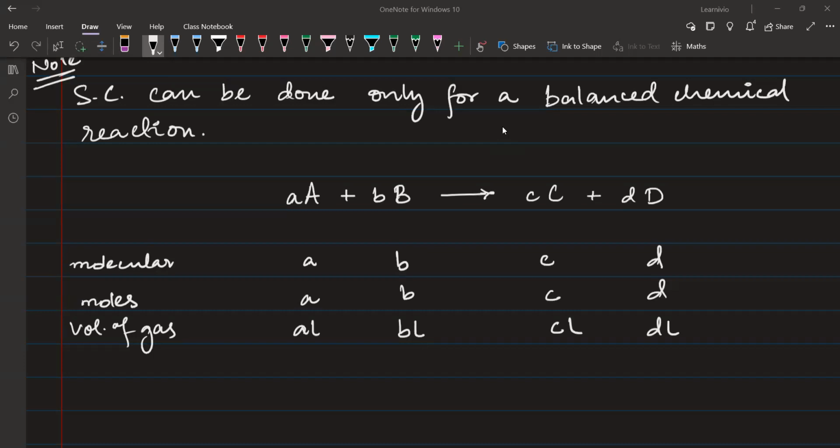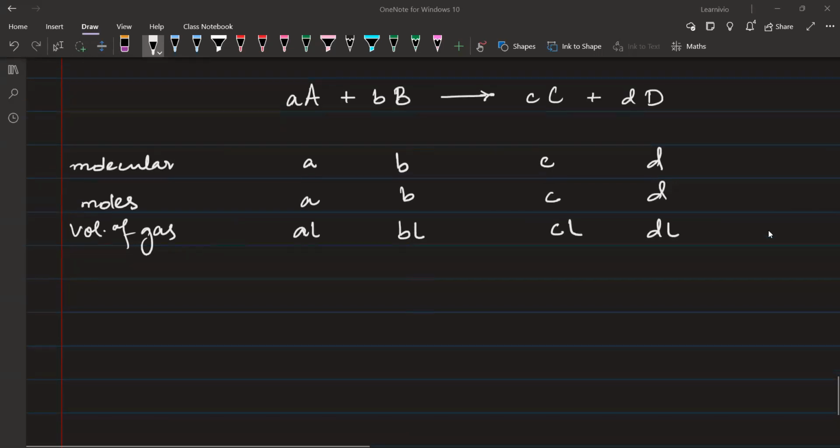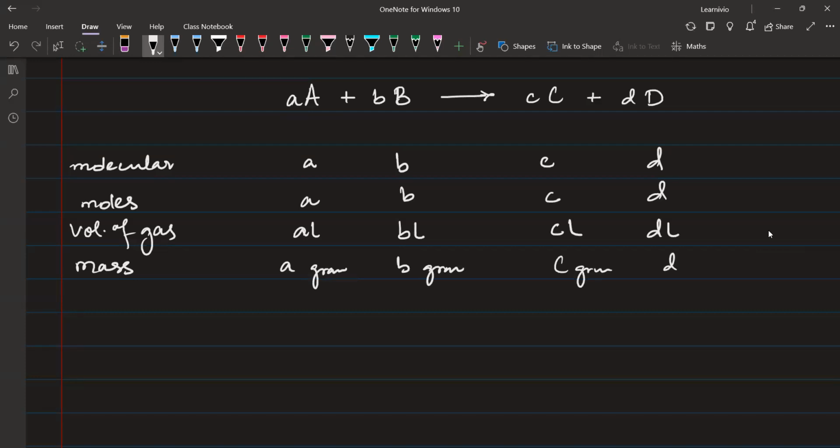Now the major problem that we are going to face is what we have already seen. It was in mass. It is the mass where we cannot write anything like that. When we are talking about mass, we cannot say A grams of A will react with B grams of B to give C grams of C and D grams of D, because the molar mass of each component is different.